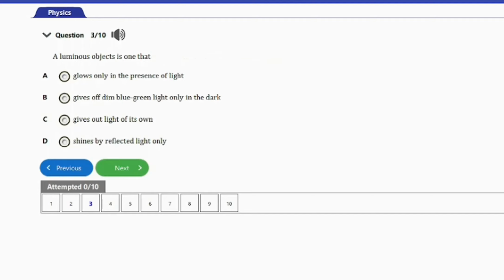So we have here question number 3. It says, a luminous object is one that A. glows only in the presence of light, B. gives off dim blue-green light only in the dark, C. gives out light of its own, D. shines by reflected light only. So guys, the answer to this question is option C. A luminous object is one that gives out light of its own. And that's it for this question. Let's go ahead and consider the next question, guys.